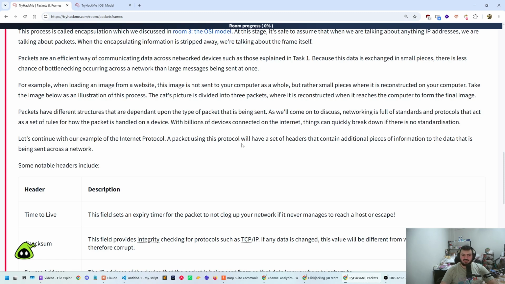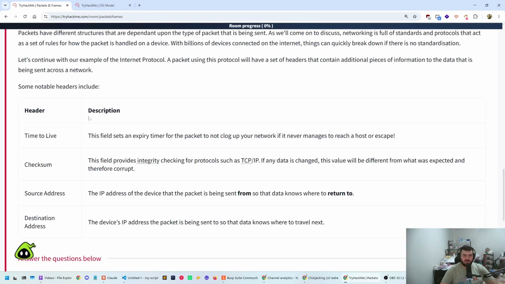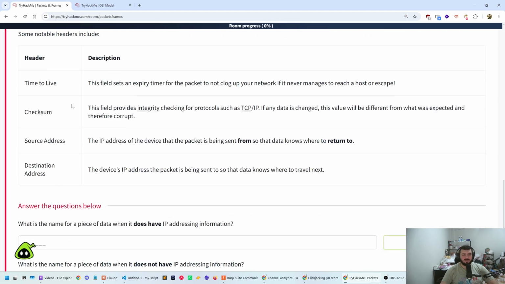A packet using this protocol will have a set of headers that contain additional pieces of information to the data that is being sent across a network. Notable headers are time to live, or TTL. This field sets an expiry timer for the packet to not clog up your network if it never manages to reach a host or escape. Checksum. This field provides integrity checking for protocols such as TCP/IP. If any data is changed, this value will be different from what was expected and therefore corrupt.